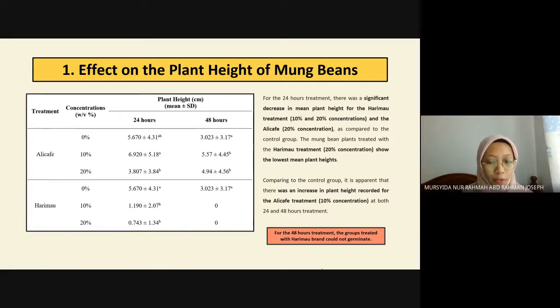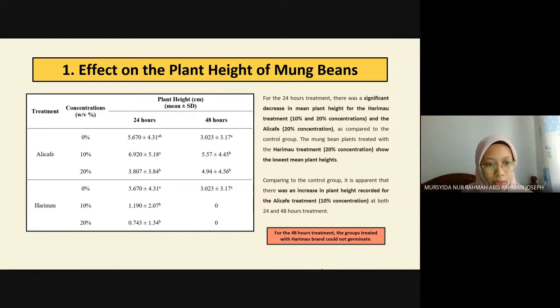However, it is apparent from the table that there was an increase in plant height recorded for the Ali Cafe treatment at 10% concentration. This better development of mung beans at Ali Cafe treatment at 10% concentration for this parameter, and all the parameters that we are going to view later, is probably due to the presence of caffeine, as the same effect can be seen in the study from Ansari on the effect of caffeine on mung bean plant, where mung bean grows faster in soil with coffee solutions due to the low amount of caffeine in it.